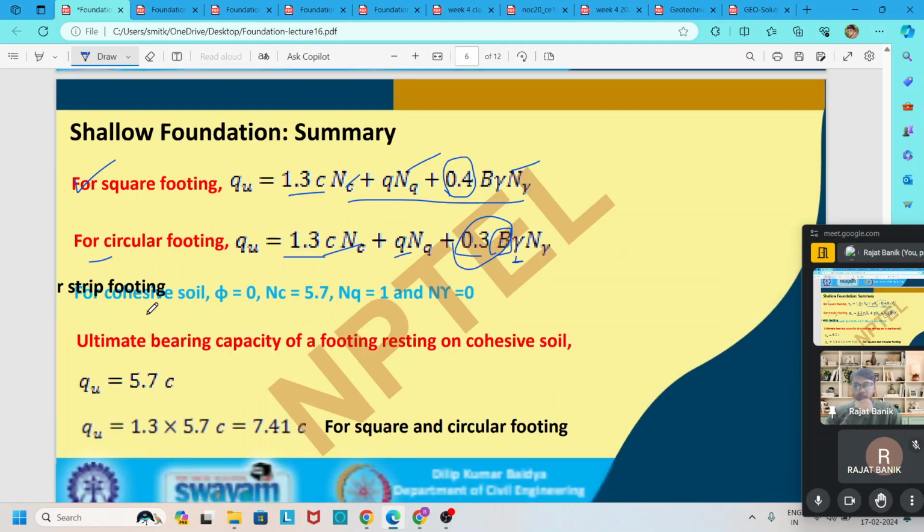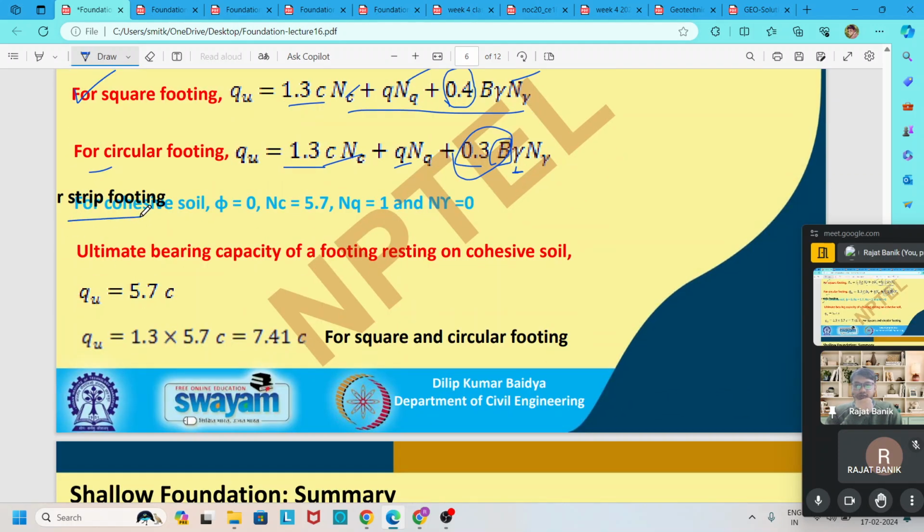of the soil. Then for strip footing and phi equal to 0, our N gamma is 0. For phi equal to 0, Nc is 5.7, and Nq is 1, and it is given by Terzaghi. Remember it.